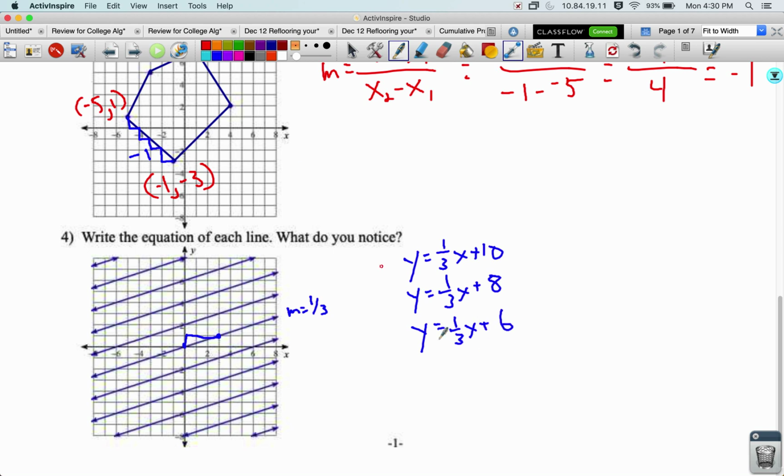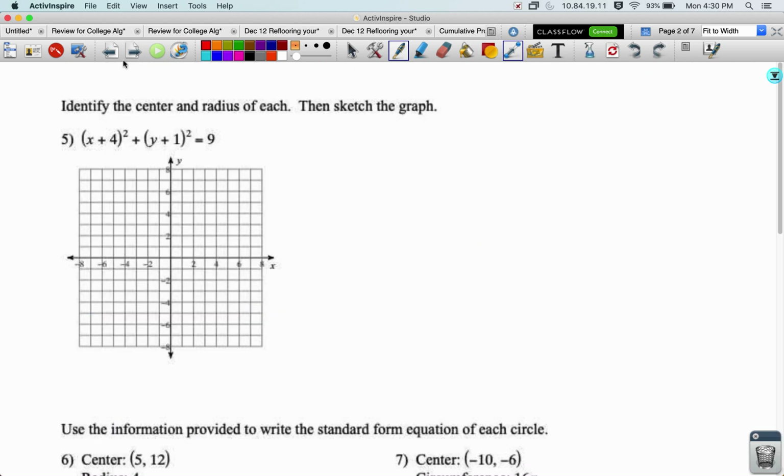What we might notice is that we always have the same slope, and that makes sense because all of these lines are parallel and therefore should have the same slope. All right, let's see.